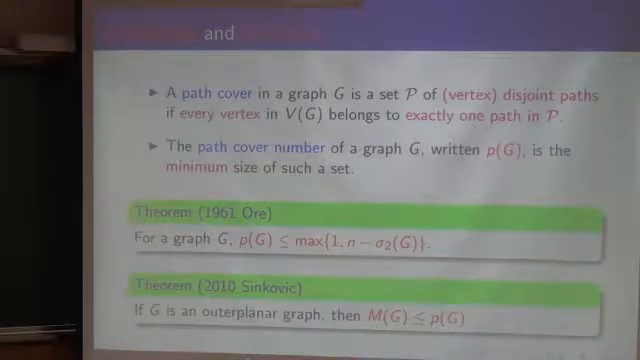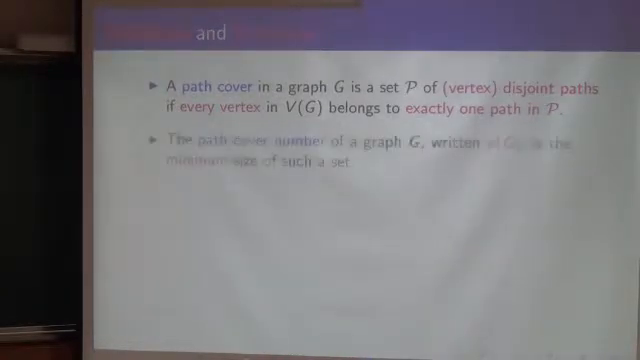Another one is if G is an outerplanar graph, then the nullity of a graph is at most the Pascal number. But today, we're going to see a relationship between the total domination number and the Pascal number. So what is a total dominating set?